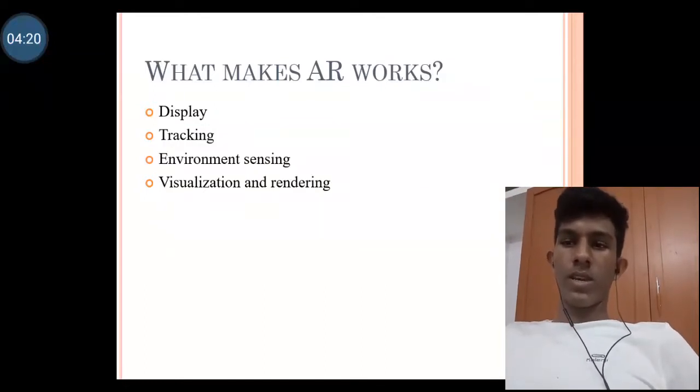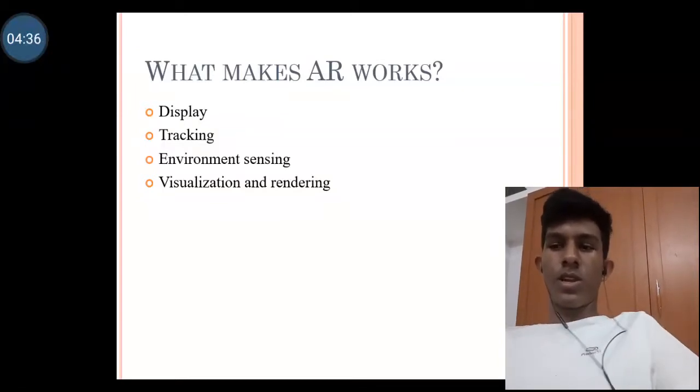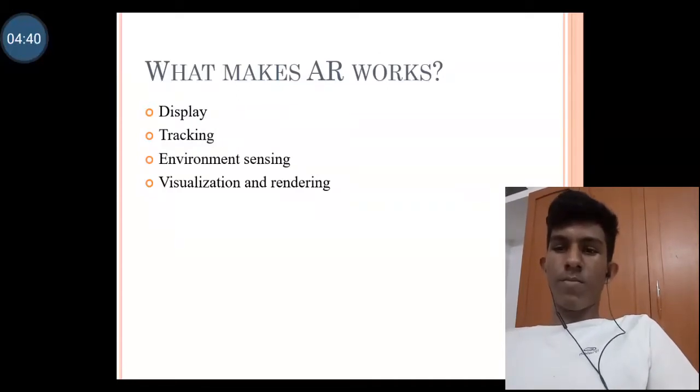In tracking, it means getting the right information at the right time and the right place. And in environment sensing, it is a process of viewing or sensing the real world scene or even the physical environment. And in visualization and rendering, some emerging trends in the recent development of human-computer interaction can be observed. The trends are augmented reality, computer-supported cooperative work, ubiquitous computing, and heterogeneous user interfaces, etc.